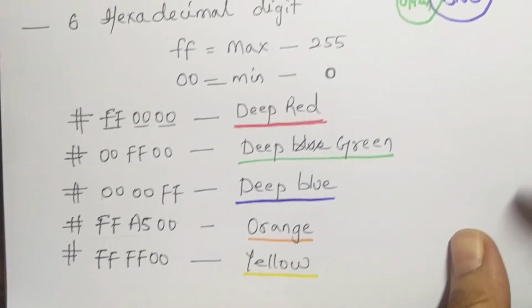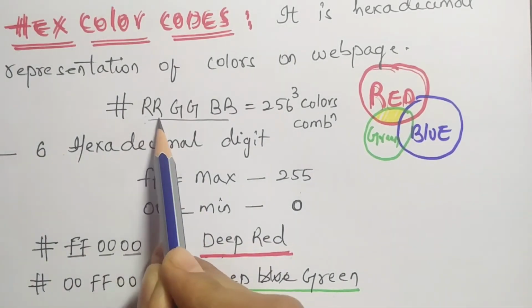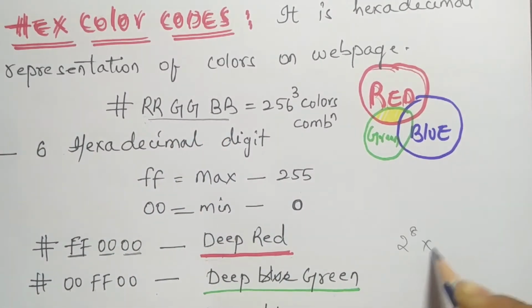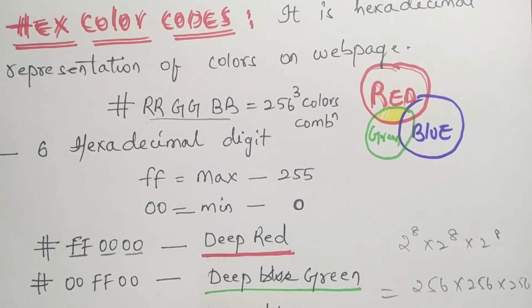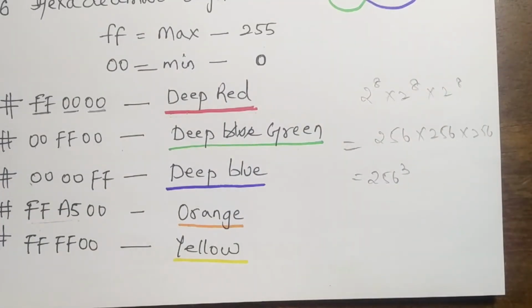And how many combinations will you have in total? The first 2 digits are 8 bits, the next 2 are 8 bits, and the next 2 are 8 bits. With 8 bits you will have 2 power 8 values, so 2 power 8, 2 power 8, 2 power 8. It means 256 into 256 into 256, that is 256 cube color combinations. Among those colors you can select a particular color just by rearranging these digits and selecting among those hexadecimal values, that is from 0 to 9 and again from A to F.